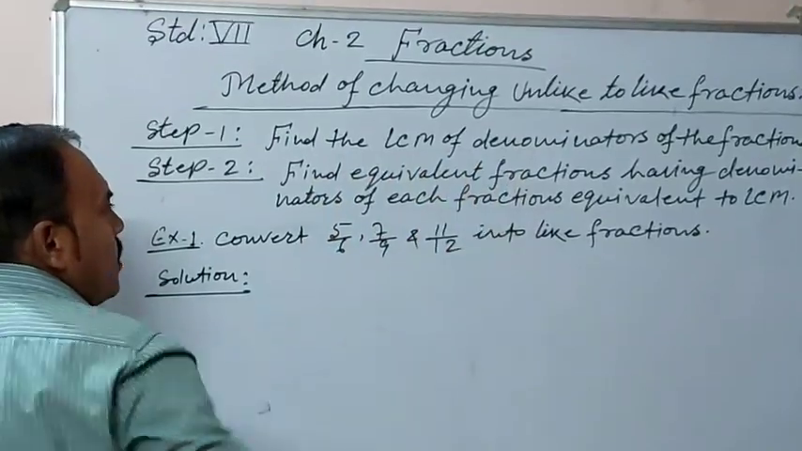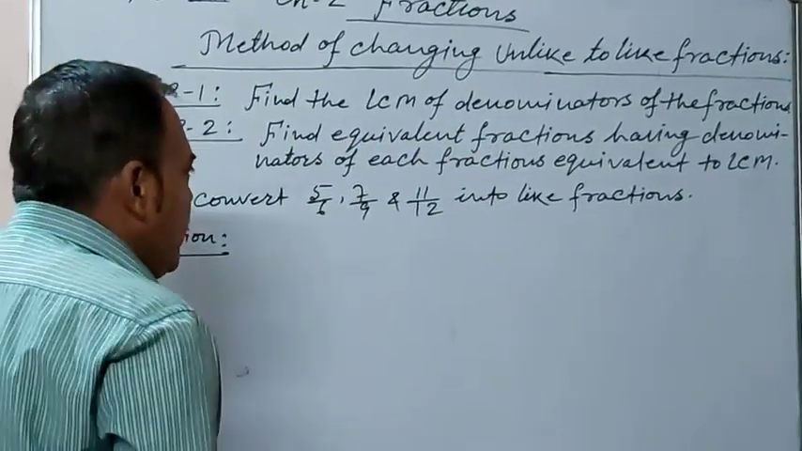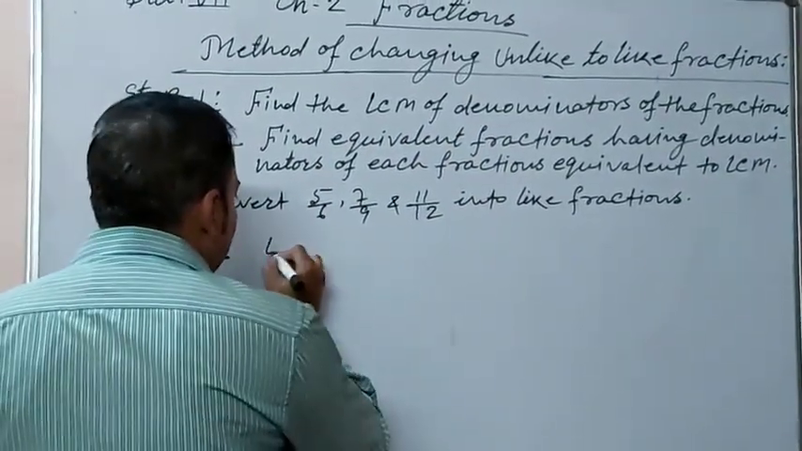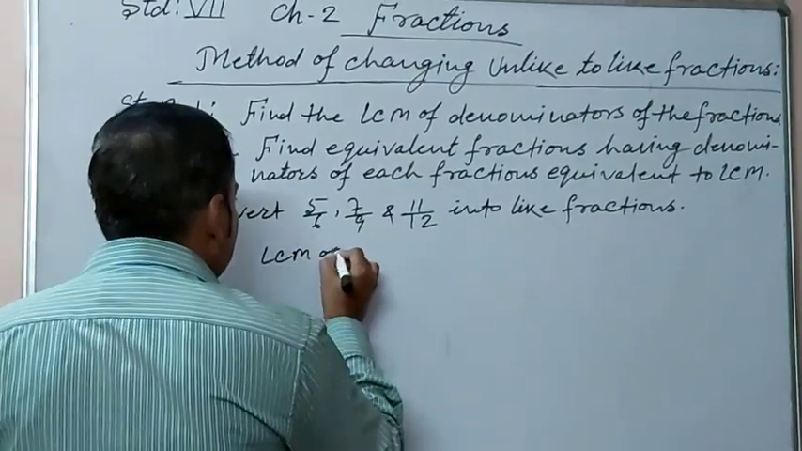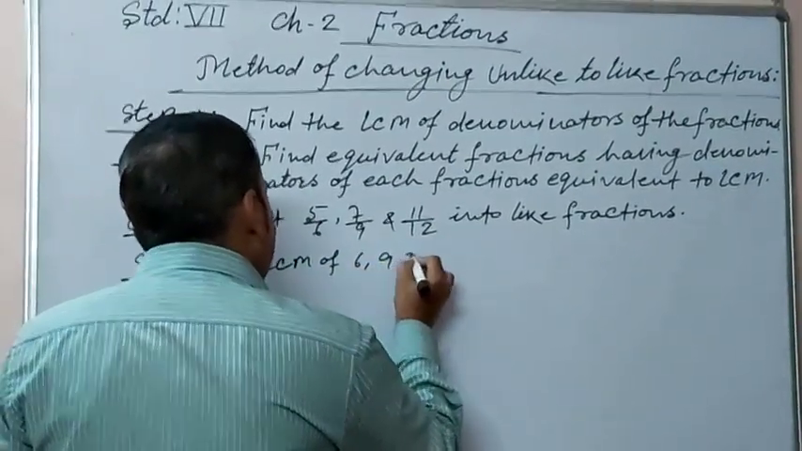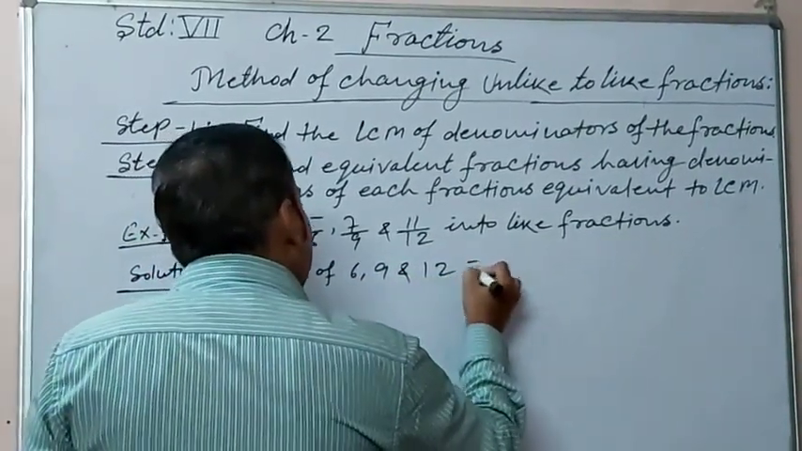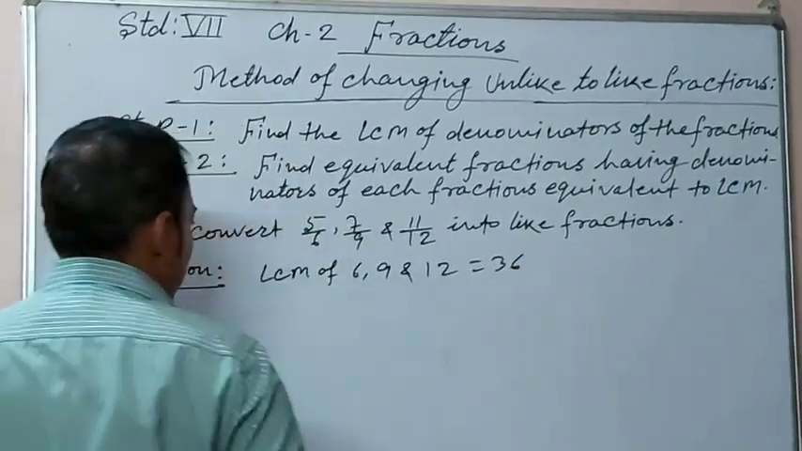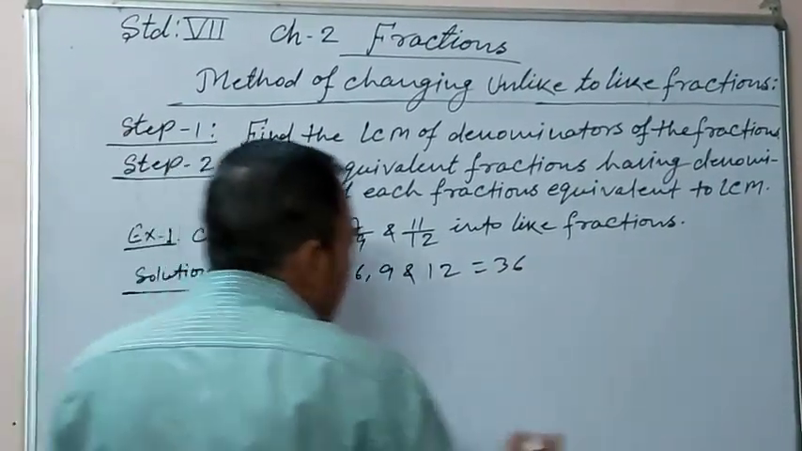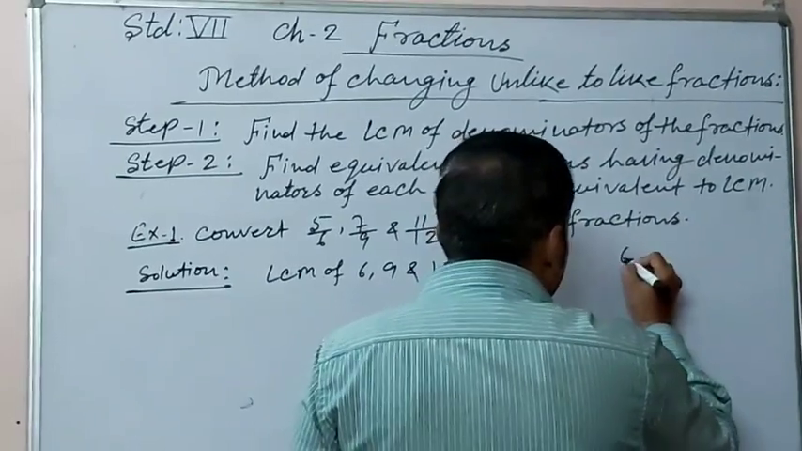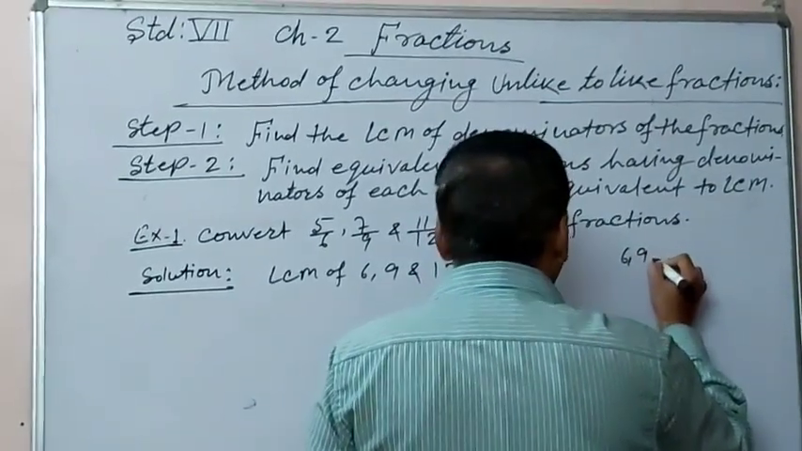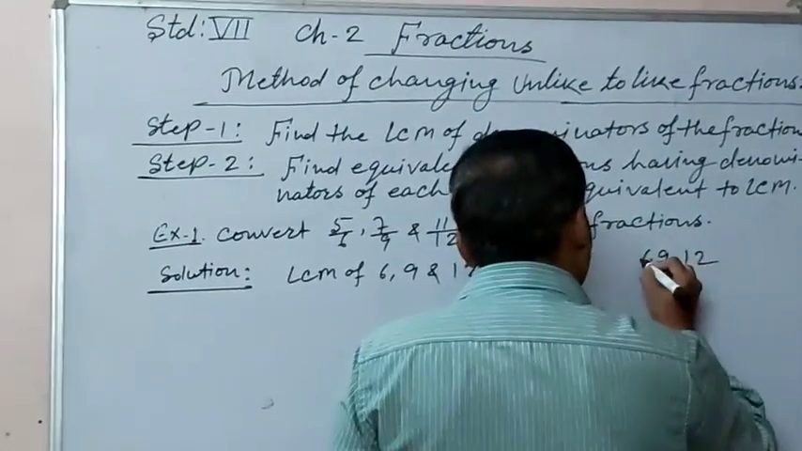In step first, we have to find out the LCM of denominators. So LCM of 6, 9 and 12 equal to 36. Like that, 6, 9, 12.